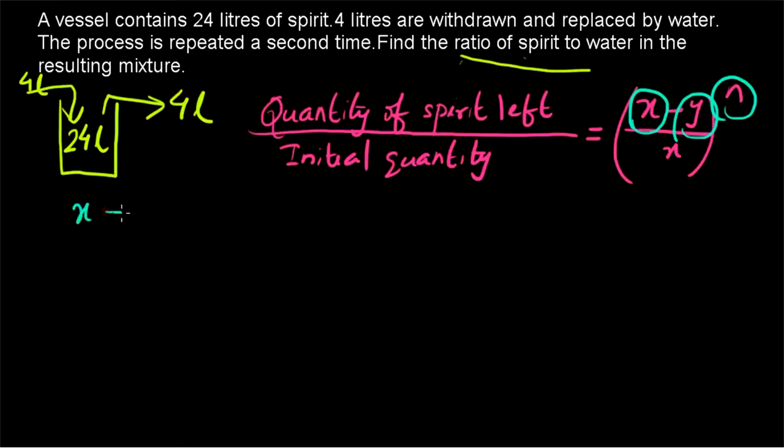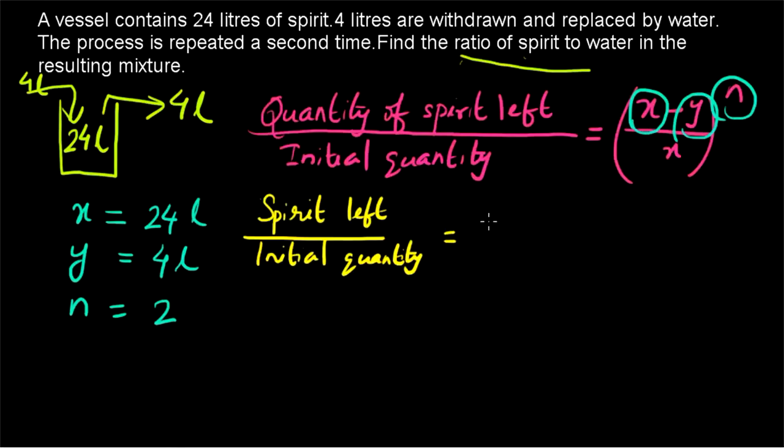We have x as the initial quantity, so x is equal to 24 liters, and y is the withdrawn quantity. Here it is given 4 liters are withdrawn, so y is equal to 4 liters, and n is equal to 2. The process is done 2 times. It is done once and it is repeated a second time. So it is done 2 times. So spirit left to initial quantity is equal to (24 minus 4 divided by 24) the whole square. x is 24, y is 4 and n is 2.